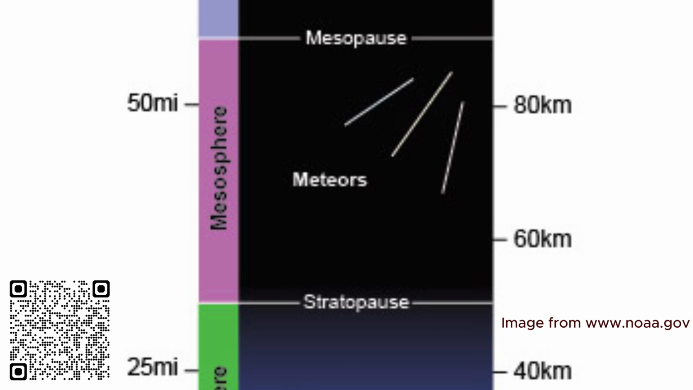Oh, the shooting stars. Exactly. The friction between the meteors and the air molecules in the mesosphere generates heat, causing them to burn up and create those streaks of light we see in the night sky.